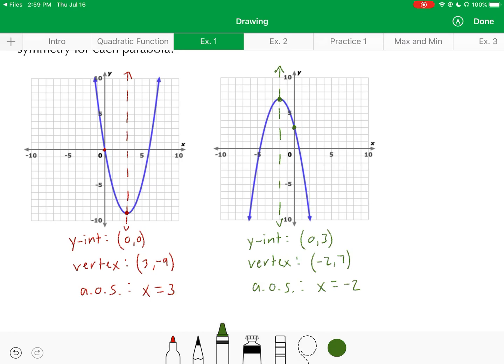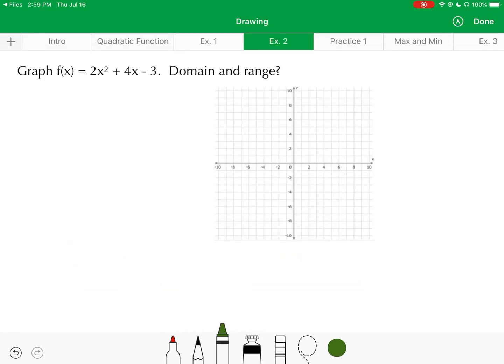All right. Now let's graph a parabola when we're given its equation for the function, okay? So graph f of x equals 2x squared plus 4x minus 3. And then once we have it graphed, we're going to identify the domain and the range, okay? So first thing I would do here is I would identify my a, b, and c values. The a value is the coefficient on your squared term, so that's 2. Your b value is the coefficient on your linear term, which is 4.